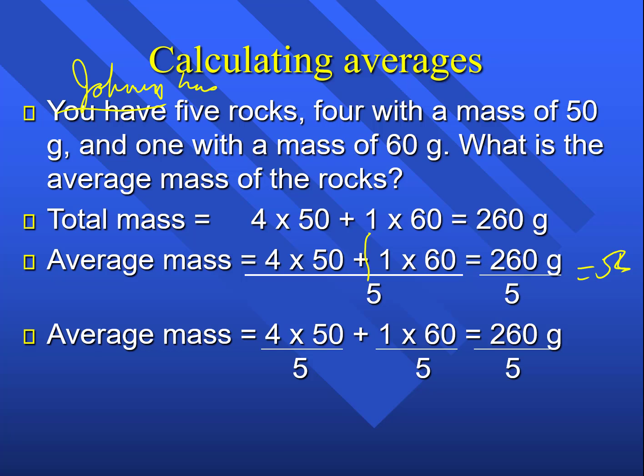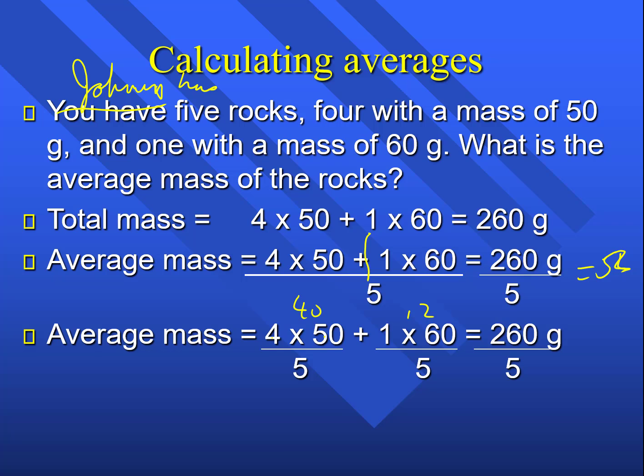Well, actually, we can check because it's supposed to equal 52, right? 4 times 50 is 200, divided by 5 is 40. 1 times 60 is 60, divided by 5 is 12. 40 and 12 makes 52. I'm doing the same math. You okay with this so far?